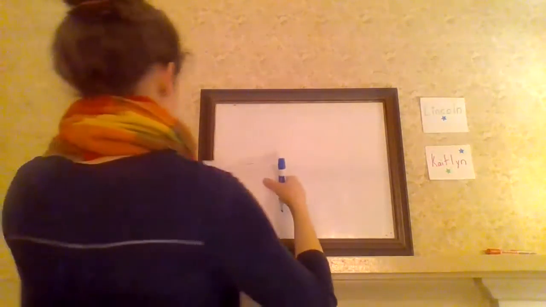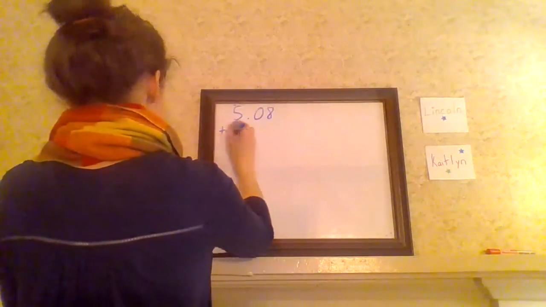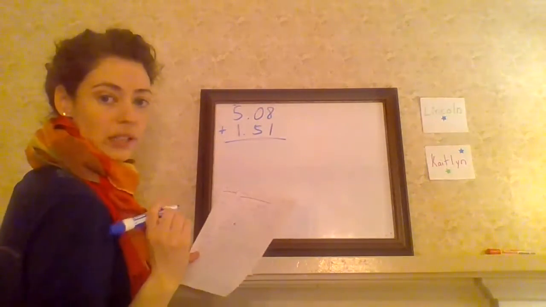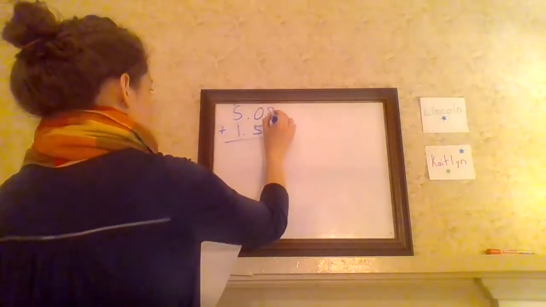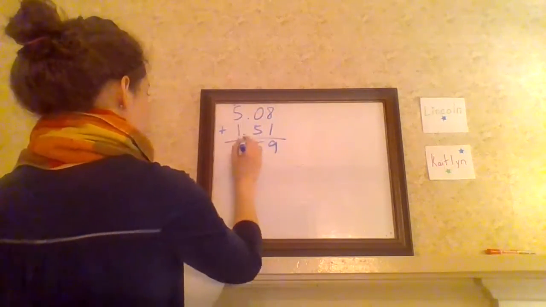Okay, so the first one, $5.08 plus $1.51. So just give that one a try, and then you can watch the answer. So 8 plus 1 is 9, 0 plus 5 is 5, 5 plus 1 is 6.